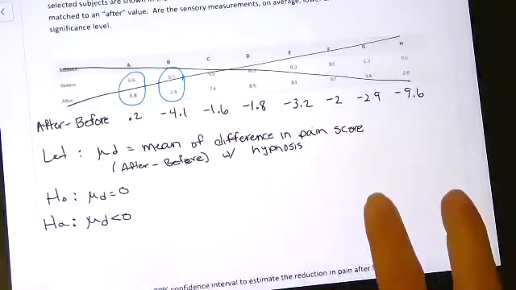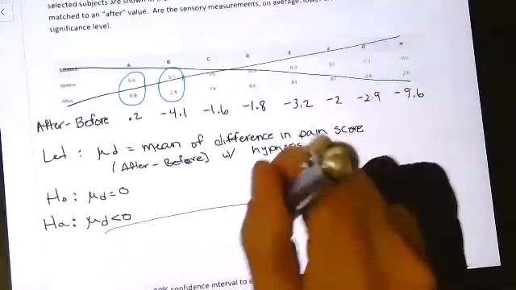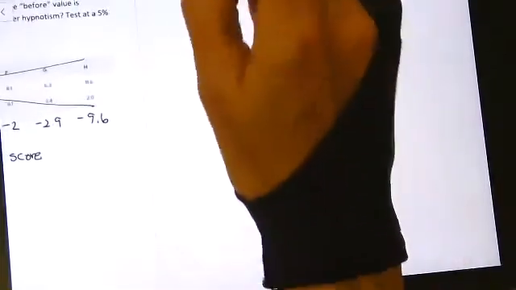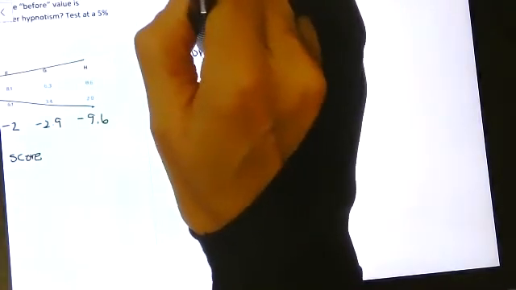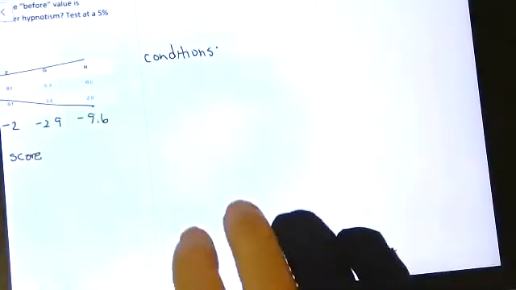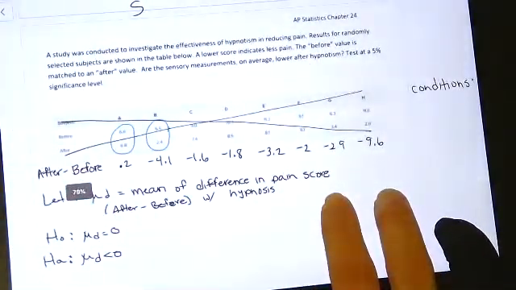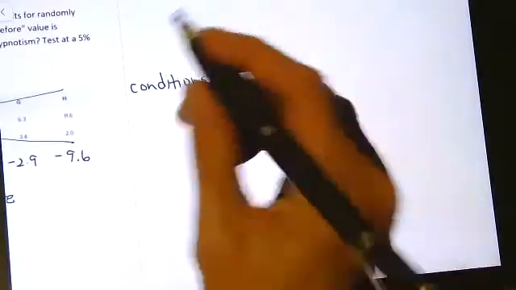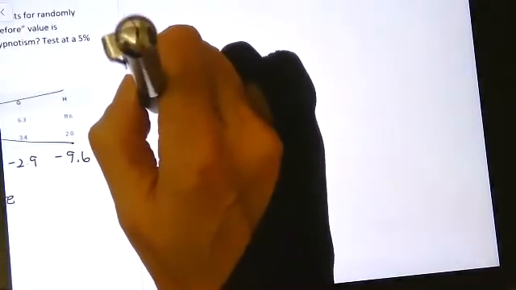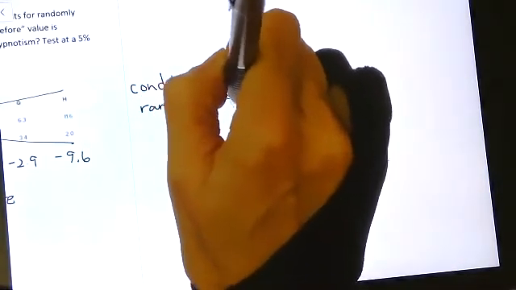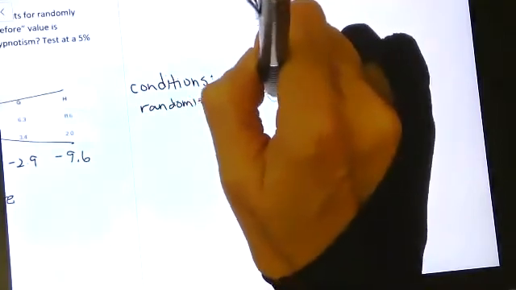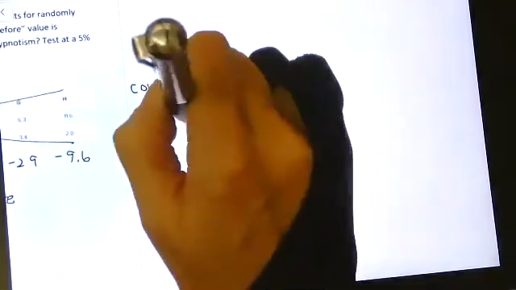Okay, our conditions. I'm going to do conditions over here on the side because there's not a lot of room there. So the first thing is we need a random sample. And it does say that these were randomly selected subjects. So for randomization, subjects selected randomly.